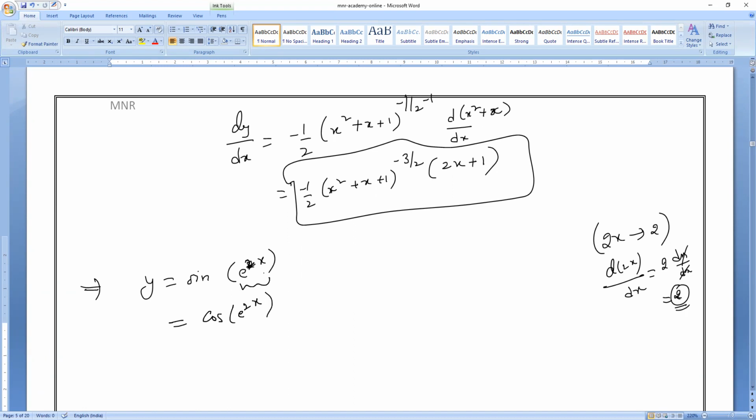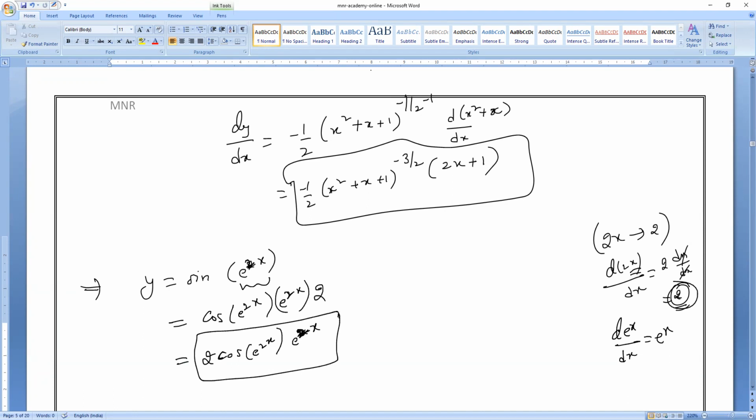Next, again we have to differentiate e power 2x. First, the differentiation of e power x is e power x only. In the same way, it will be e power 2x, into again the differentiation of 2x, which is 2. Clear? Understood? Yes, sir. So what will the answer be? 2 cos e power 2x into e power 2x. Yes or no, all of you? Yes, sir.